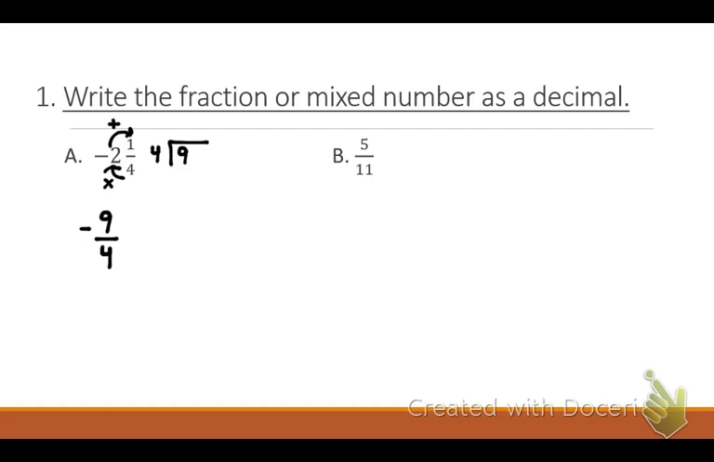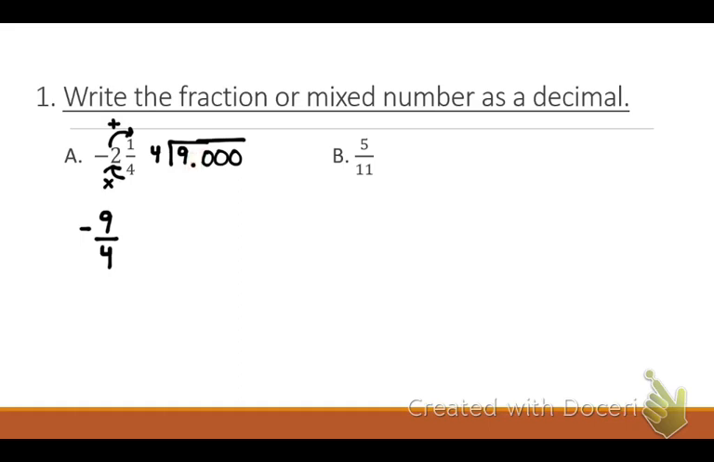Now, after the 9, there is always an imaginary decimal. So I'm going to go ahead and put a point. And then what I like to do is I put 3 zeros. You might need those 3 zeros, you might not need them, but we are going to go ahead and put 3 zeros to help us as we work this division problem. Does anybody know what I need to do with this decimal point?